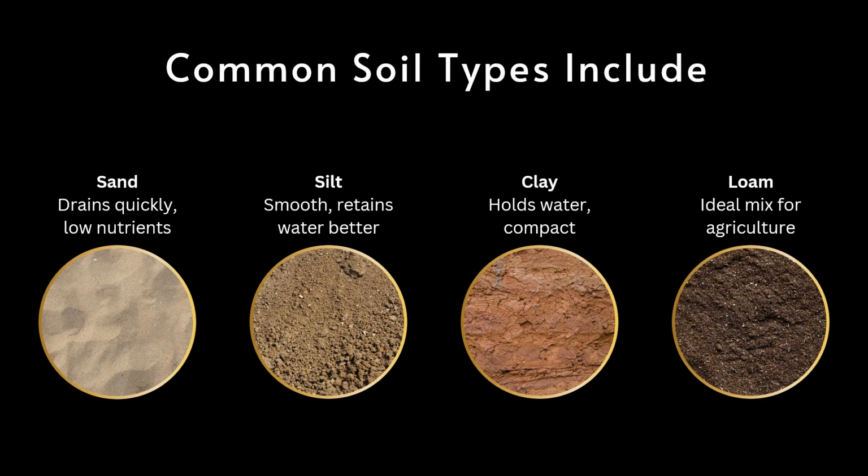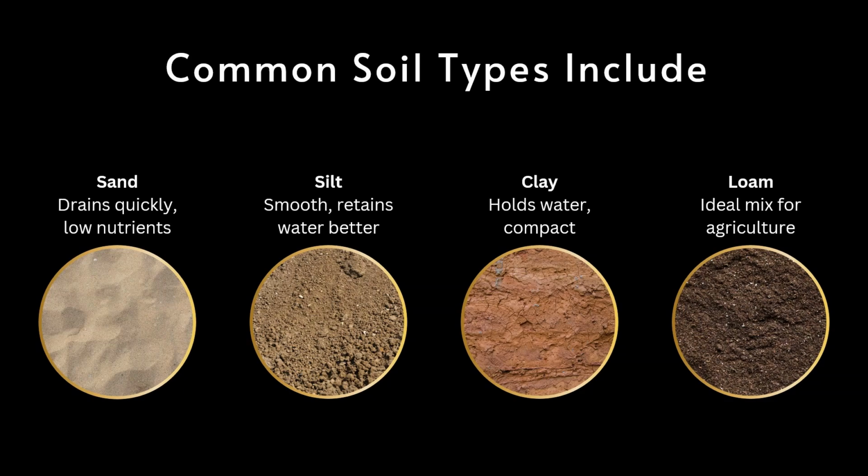Clay has the smallest particle size. They're very tightly packed. They feel sticky when they're wet and can form these hard clumps when they're dried. They hold a lot of water and nutrients, but they drain very slowly, which can lead to poor aeration for roots. So you typically don't see a lot of plants growing in clay, but if you do see them, they're usually adapted in some capacity.